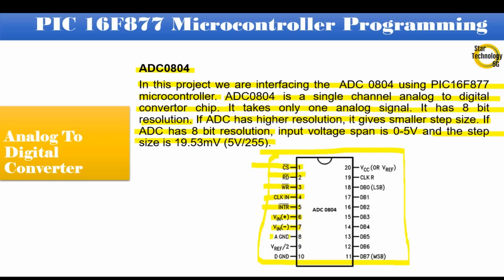A GND, analog ground connected to ground. VREF/2, reference voltage, used to set the reference voltage. The default reference voltage is 5 volt when not connected. Step size can be reduced by using this pin. DGND, digital ground connected to ground. D7 to D0, output data bits of binary data. CLK R, clock reset. VCC, positive supply voltage.